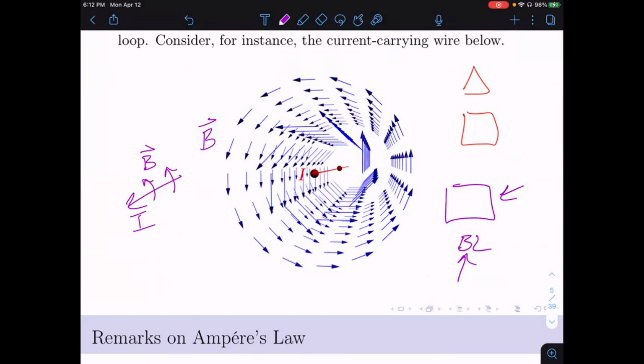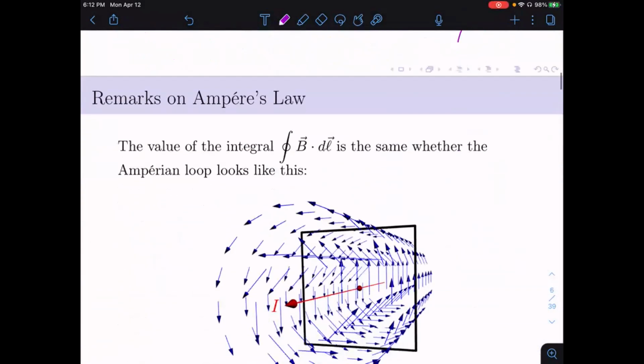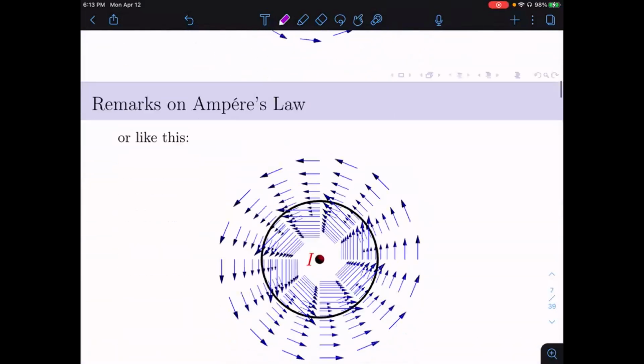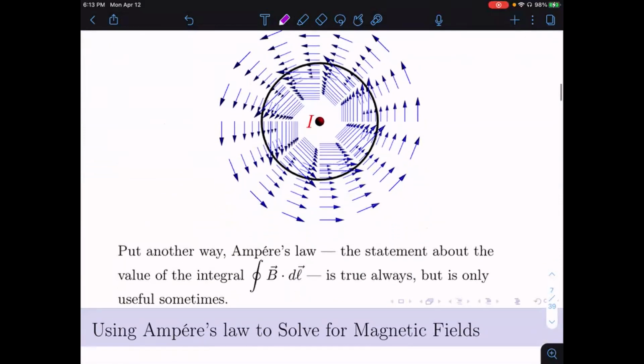All righty, so very good question, but moving on to the next image here. So here's that aforementioned square loop I was talking about. Again, the value of the integral is the same whether the Amperian loop looks like a square, a circle, a triangle, anything. It's just we can't solve for the B field in any of those situations besides the circular loop. I believe that's stated a little bit further down, right here. True always, but only useful sometimes.